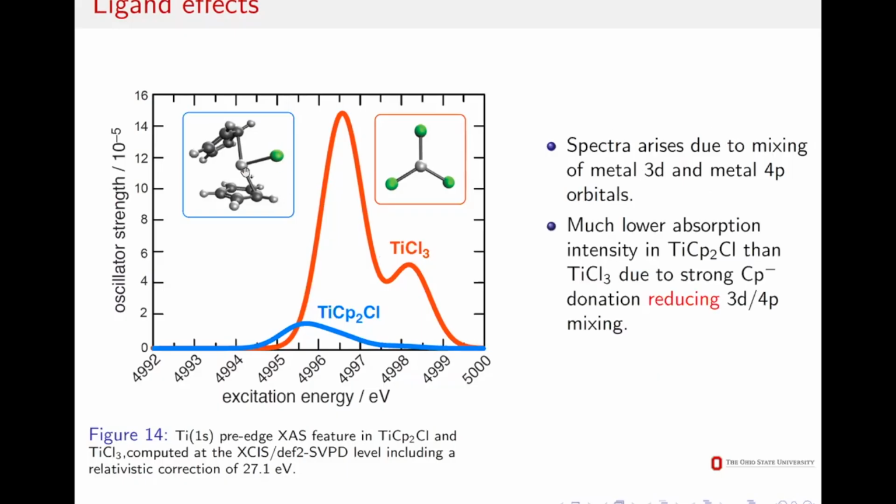Now, if you remove the chlorine ligand and incorporate the cyclopentadienyl ligand, you will see the intensities are much lower. This is because the cyclopentadienyl ligand is a very strong donor. Due to donation, it reduces this 3d and 4p mixing, and that's why the intensities are getting lower. So XCIS can predict this kind of ligand effect, and this is one of the good examples to show that.